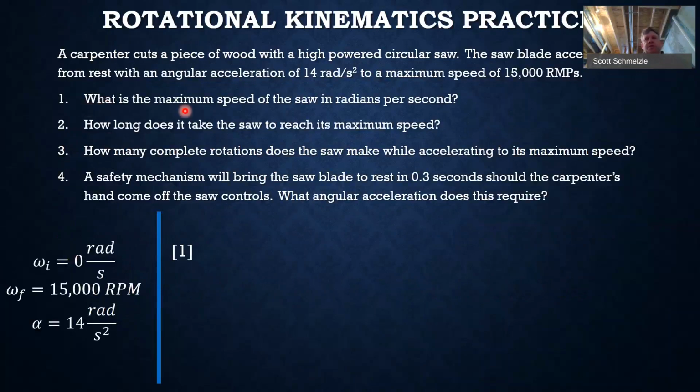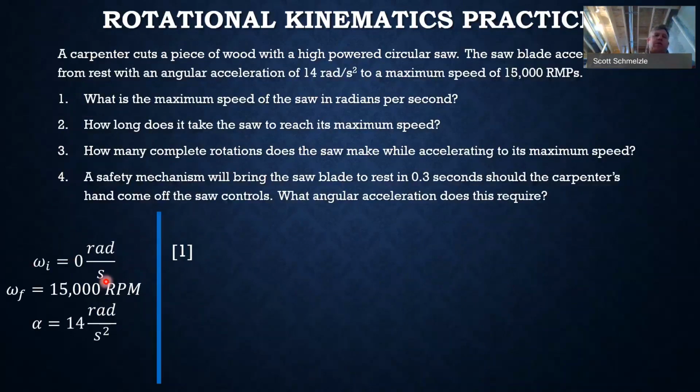Now it says, what is the maximum speed of the saw in radians per second? Now, something big that I'm going to try to get you to do a little bit more of are these data tables here. The tricky bit with this is understanding what we have, especially in this chapter with such weird measurements like radians per second, and being able to say, all right, this is a label that I have, this is the unit that it represents, okay?